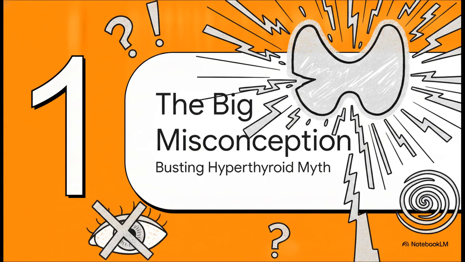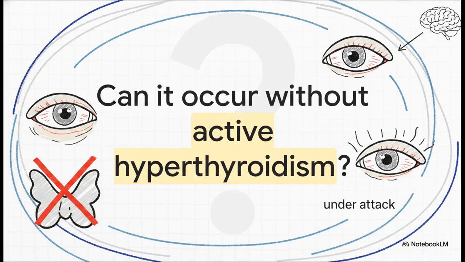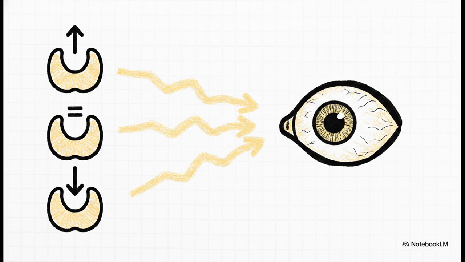All right, section 1, the big thyroid misconception, busting the hyperthyroid myth. Right out of the gate, there is a massive trap that people fall into when thinking about this condition. There's this reflex assumption that thyroid eye disease only happens in the setting of active Graves' hyperthyroidism. So I want you to ask yourself this: can thyroid eye disease happen without hyperthyroidism? If you have totally normal thyroid labs, can your eyes still be under attack? The answer is a resounding yes.